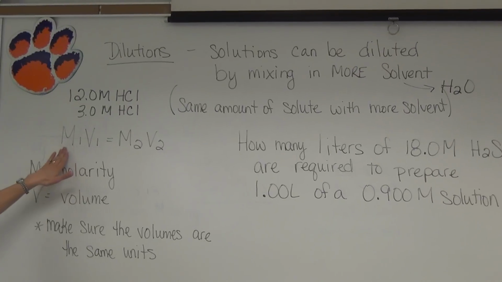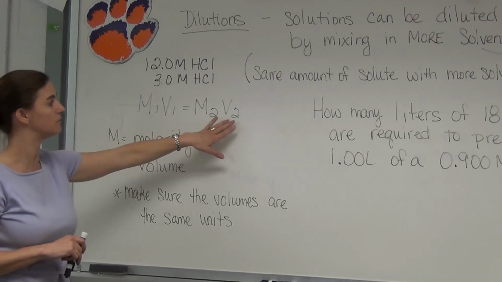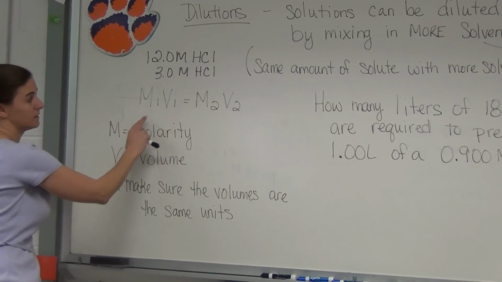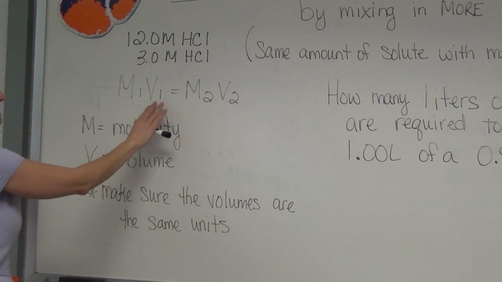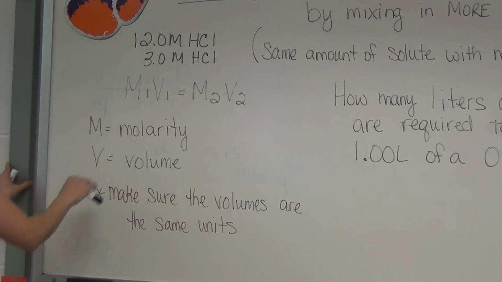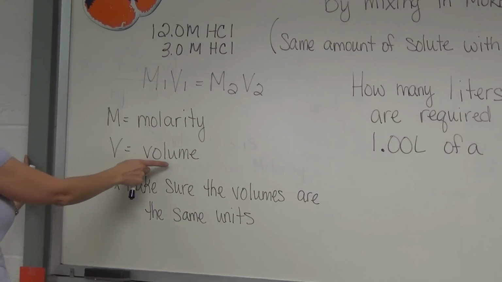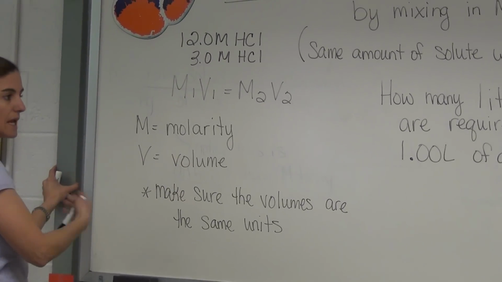So here's our formula. M1V1 equals M2V2. So this is one solution, and this would be our second solution. It doesn't matter which way you write it. So M stands for the molarity, V stands for the volume. You just have to make sure that your volumes are in the same units.